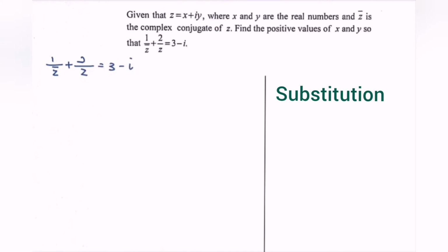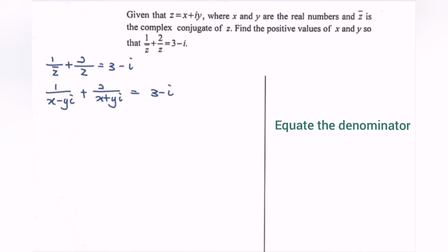So kindly substitute: 1 over x minus yi plus 2 over x plus yi is equal to 3 minus i. Step number 1 is to substitute the situation. The second step is to equate the denominators, where we multiply both with the conjugate of each other.